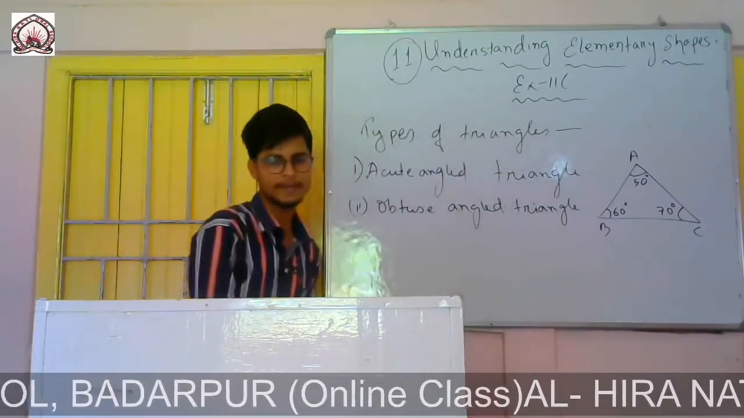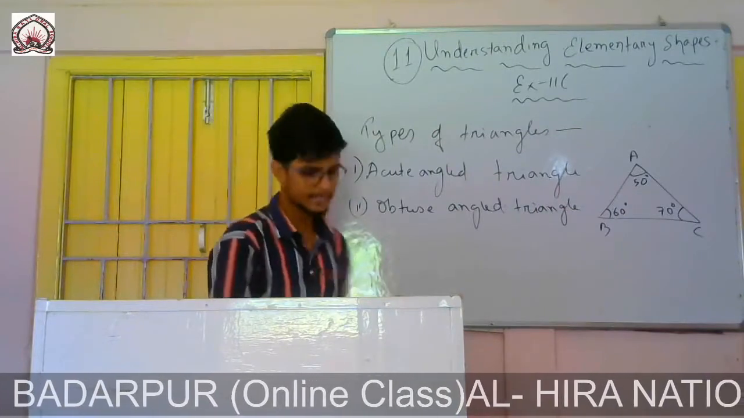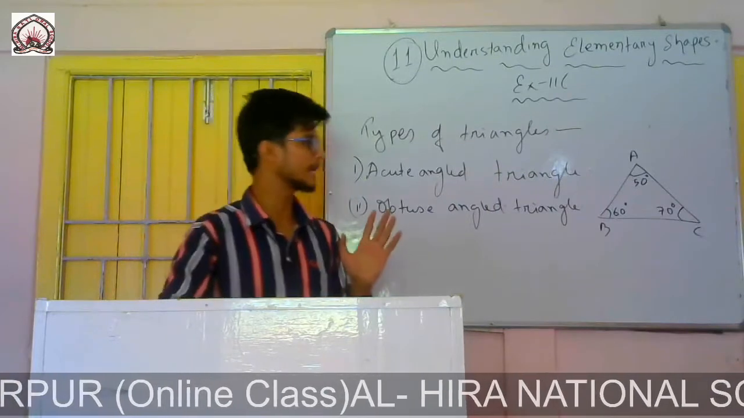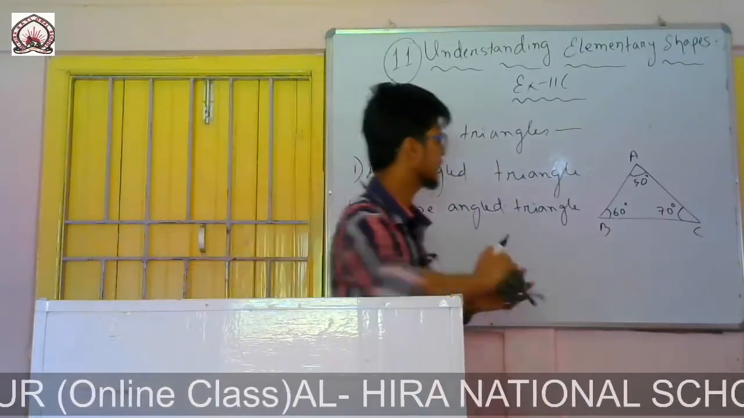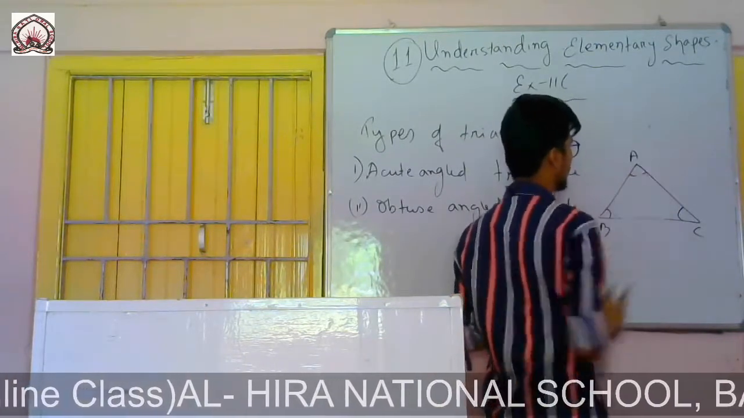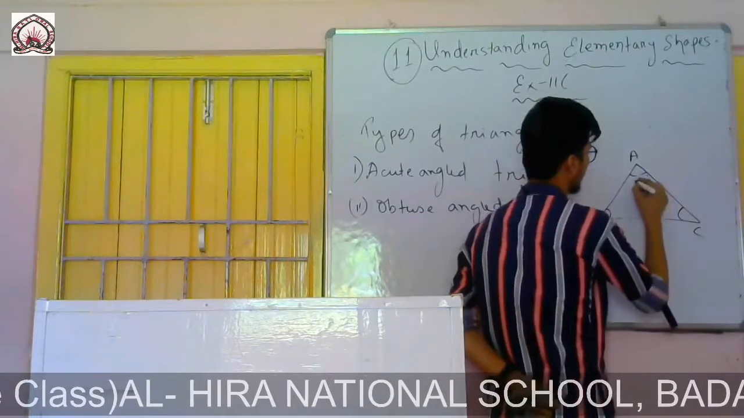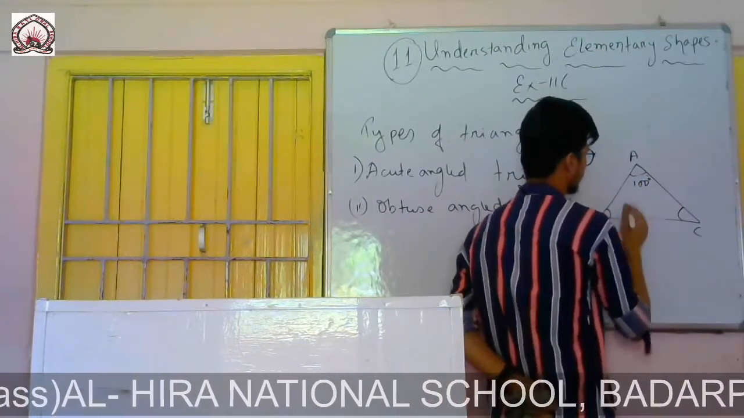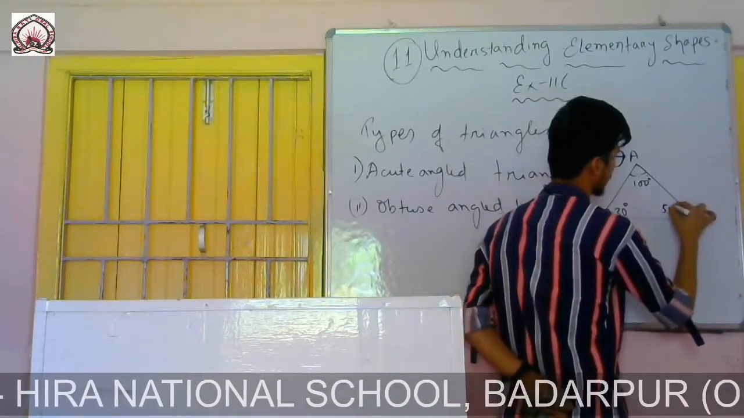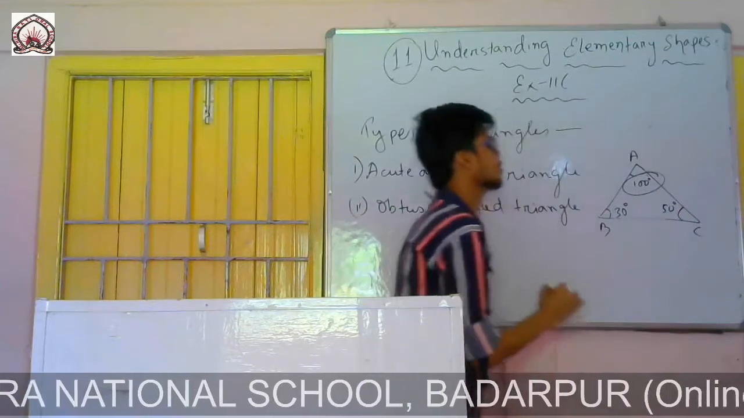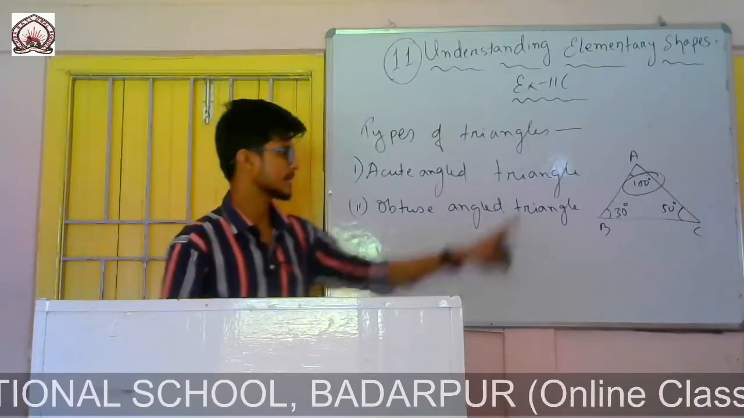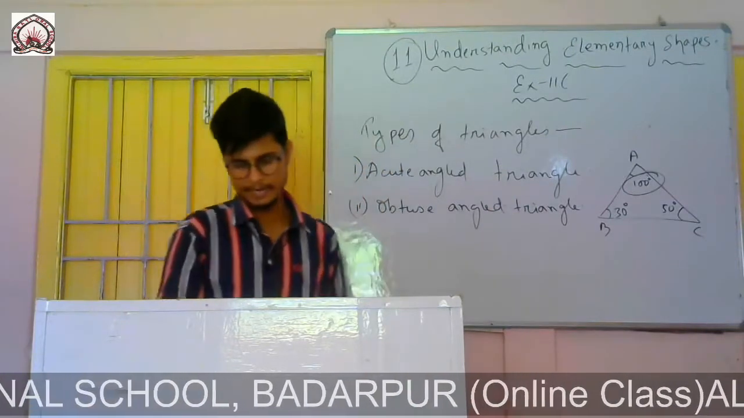A triangle is called an obtuse angle triangle if one of its angles is obtuse, that means more than 90 degrees. For example, if I draw a triangle with one angle 100 degrees, another 30, and this one 50, then the 100 degree angle is more than 90 degrees. It is an obtuse angle, so we say such a type of triangle is an obtuse angle triangle.